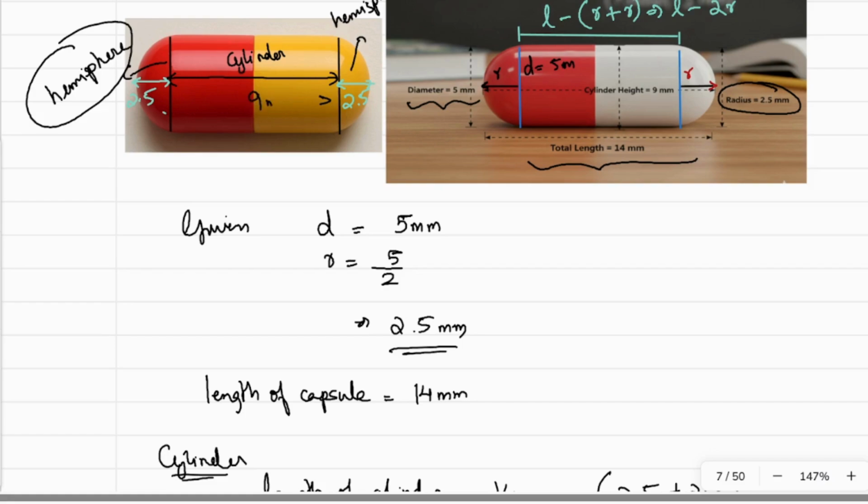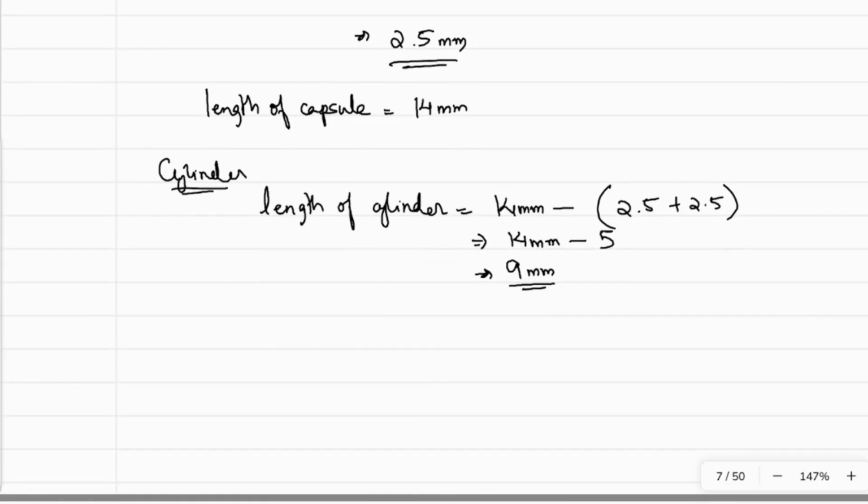Now we got the length as 9 mm, right? Now we need to find the surface area of the hemisphere. We only need the CSA of the hemisphere, we don't want the total surface area. So let us find the surface area of the hemisphere. What's the equation for the surface area of a hemisphere? It is equal to 2 pi r square, right?